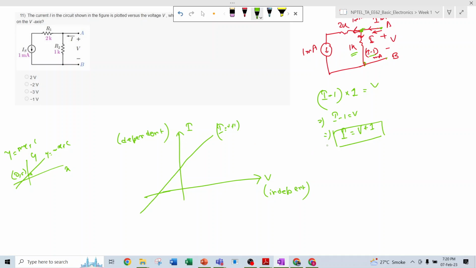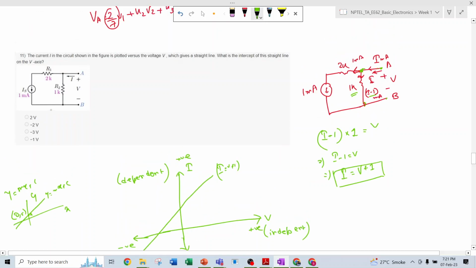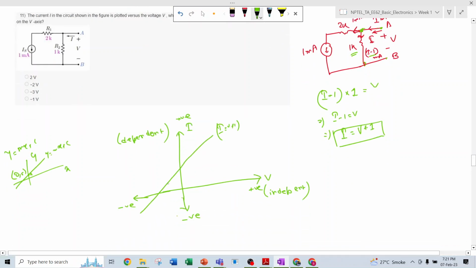So similar to this, I equal to V plus 1, this curve is like this. So this is the positive quadrant, positive axis, this is negative, and this is positive. Okay, so I equal to V plus 1, this curve looks like this, and now it is asking what is the intercept of this straight line on the V axis. That means this point, what is the intercept of this?